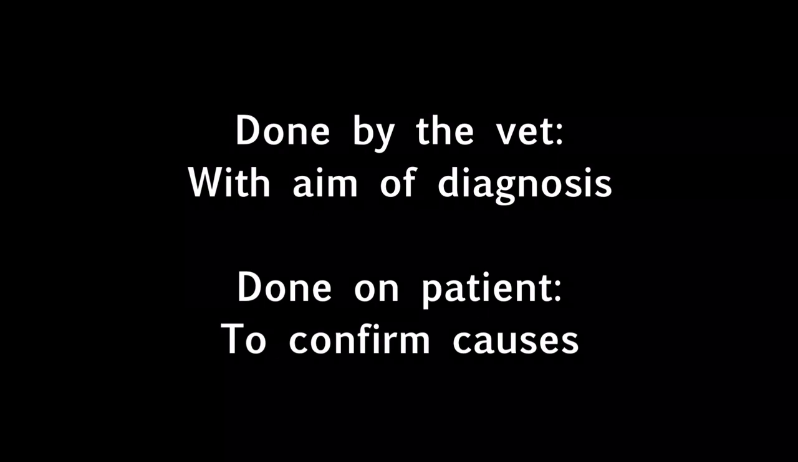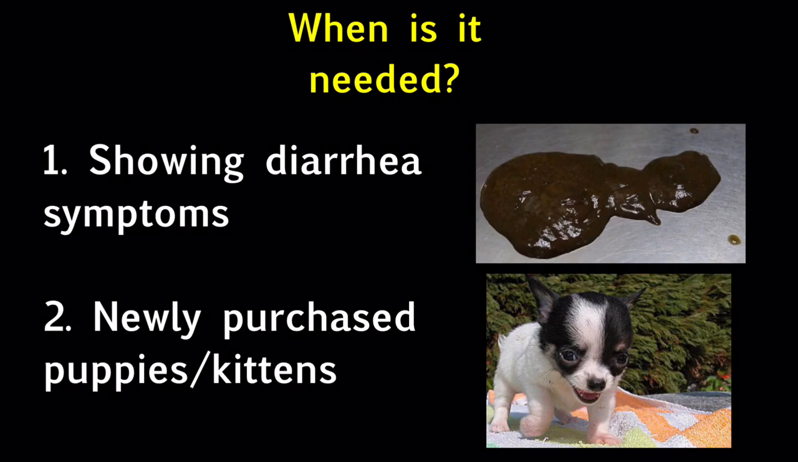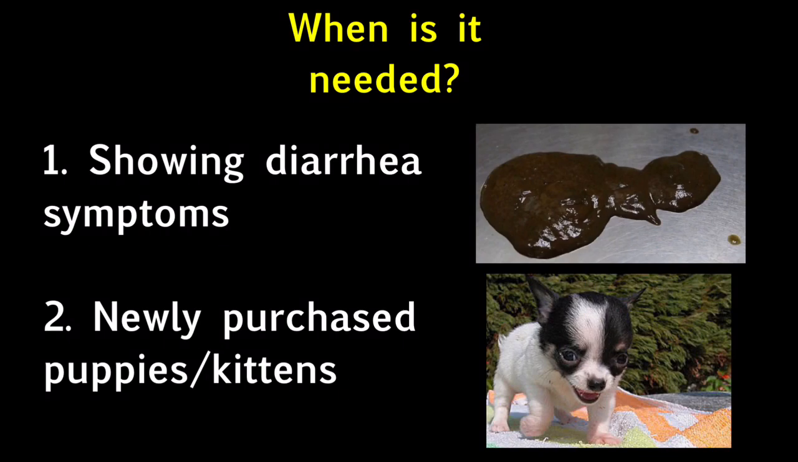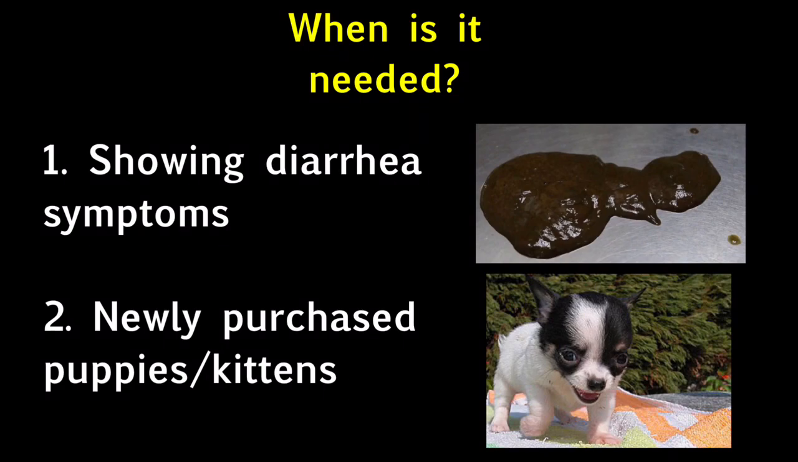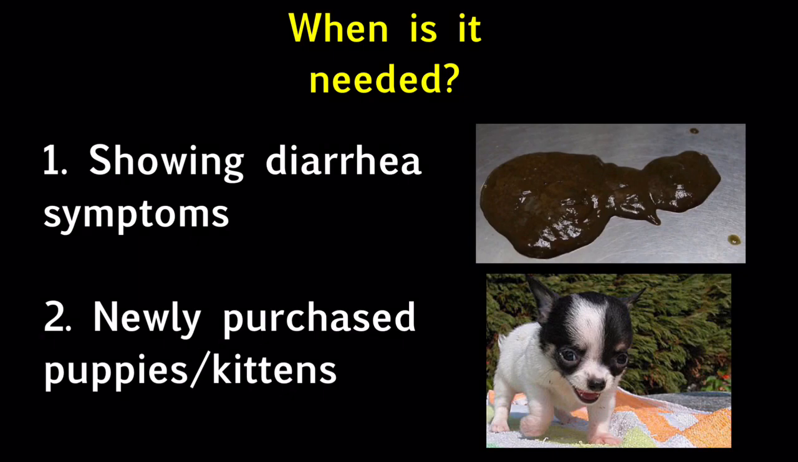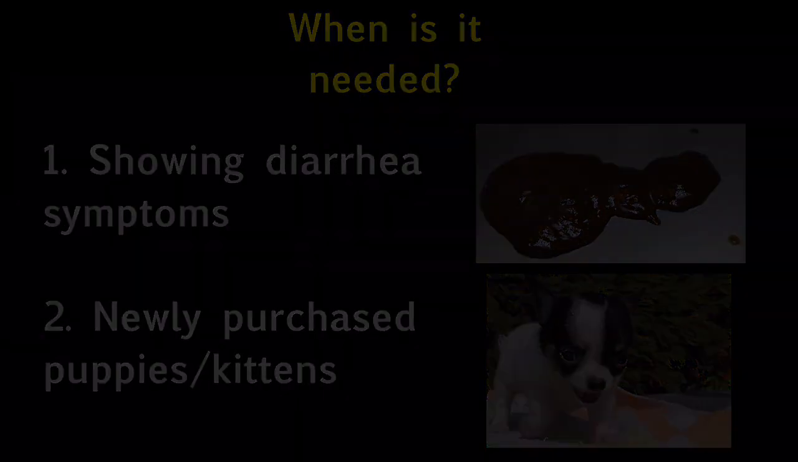Coproscopy is usually done by the vet with the aim of diagnosis, and it is done for the patient to confirm the causes of its symptoms. Coproscopy will be conducted when the pet shows symptoms of diarrhea or on newly purchased puppies and kittens, because parasites are more likely to be found in young animals who have not been dewormed.